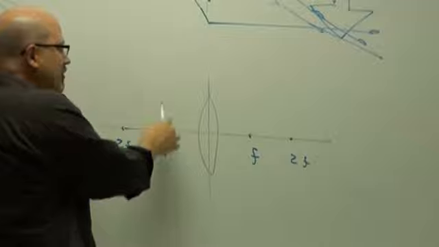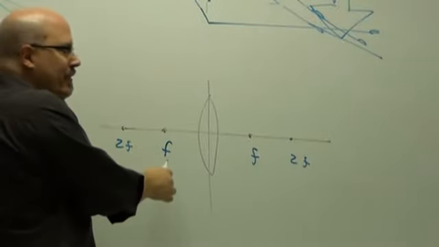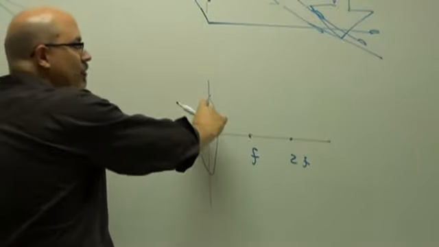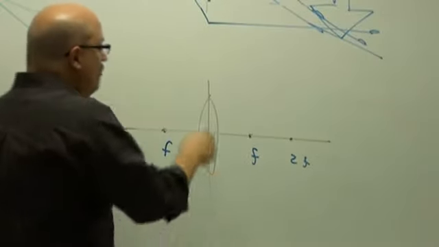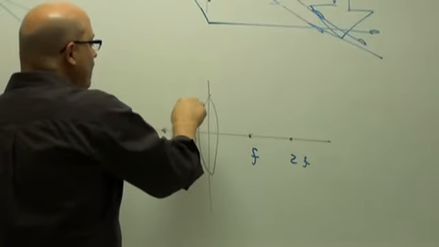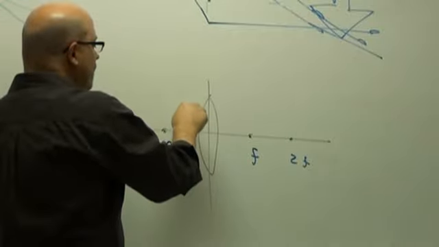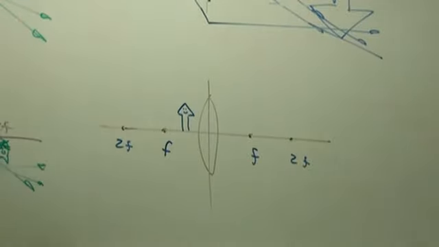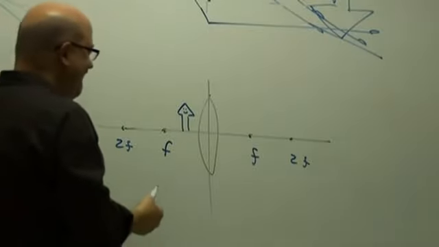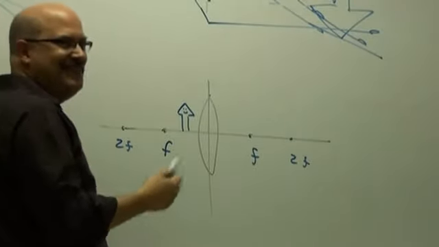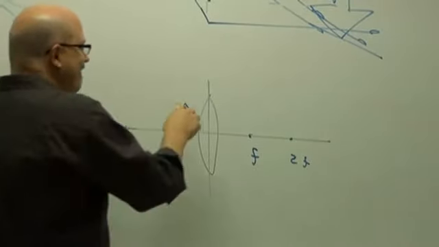If I put my object on the focal point, no image, because the light rays will go through and come out parallel. So I'm going to draw one in here, and here you go, an anteater. We're running out of time.